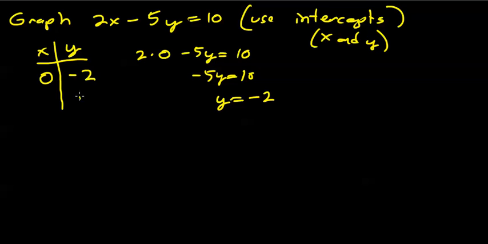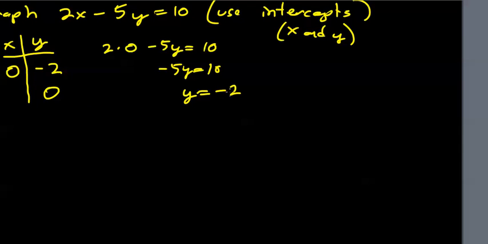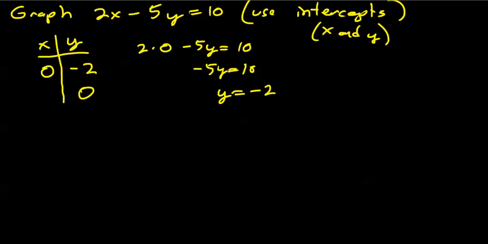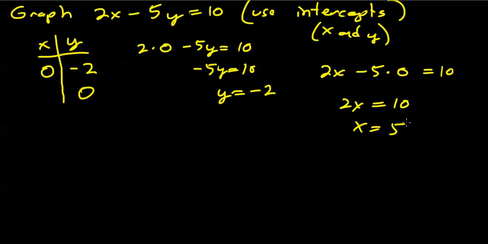Let's try the x-intercept, when y is 0. Let me plug 0 in for y and see if I can solve for x. Of course, 5 times 0 is 0. I'm left with the resulting equation in x. 2x equals 10. Of course, x then equals 5. All right, so these are the two intercepts.